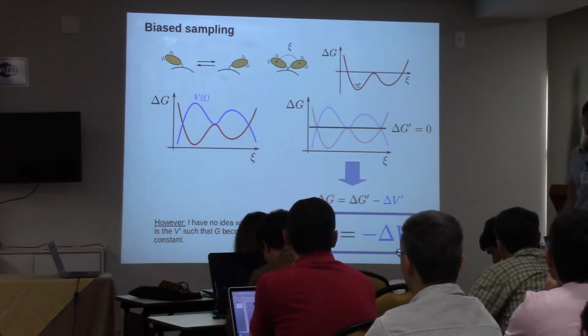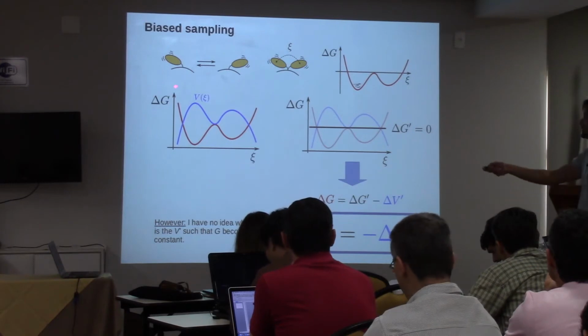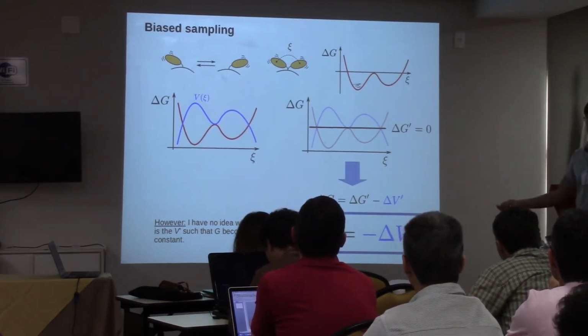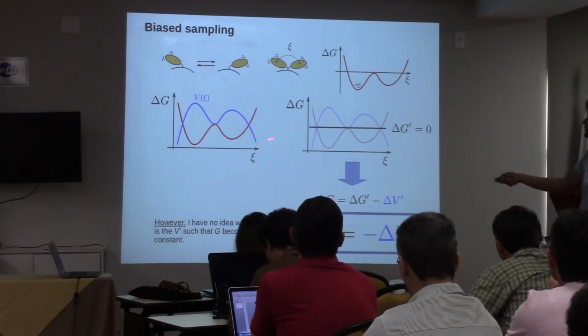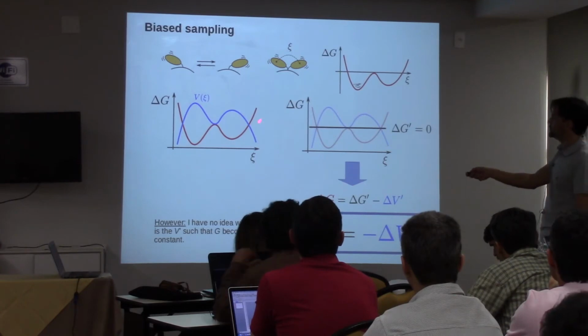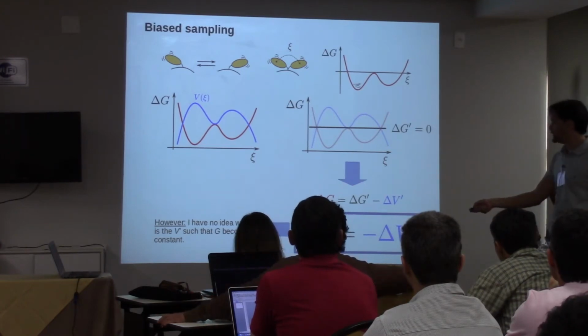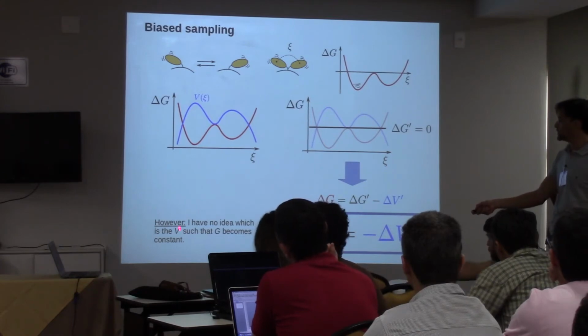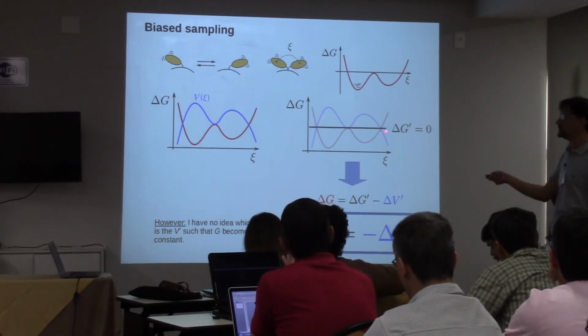Of course, this is not useful at all, because if I knew which was the potential to be added here, I would have no problem, because it was simply a question of computing the free energy differences. So the thing is that I don't know this profile. So I have no idea which would be the perturbation that I should introduce in this system in such a way that G becomes constant.